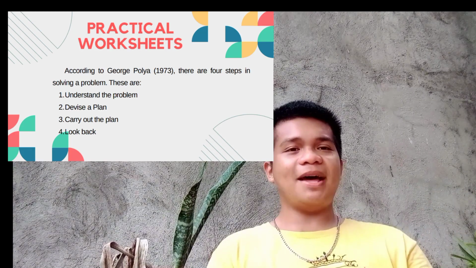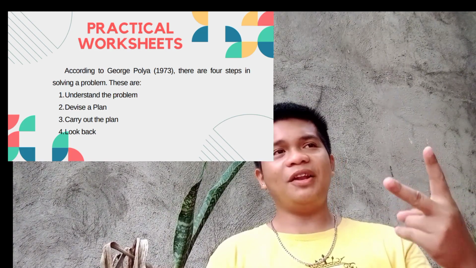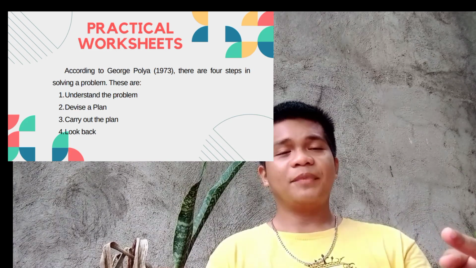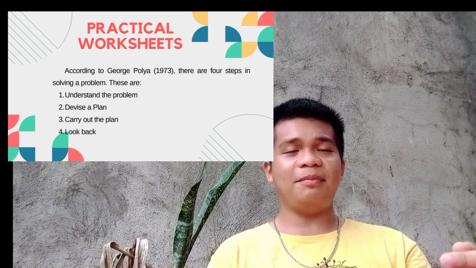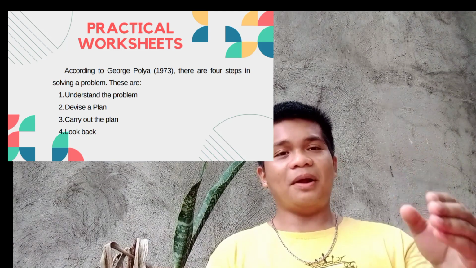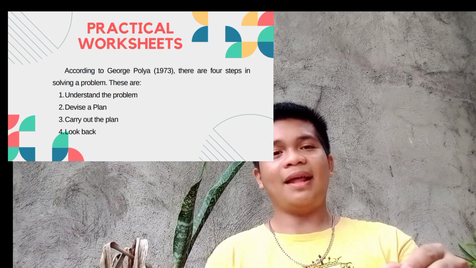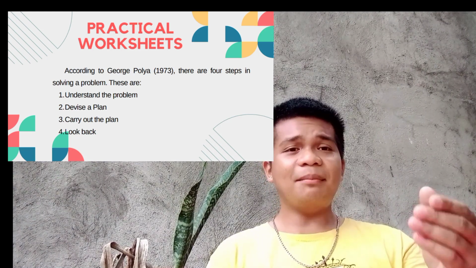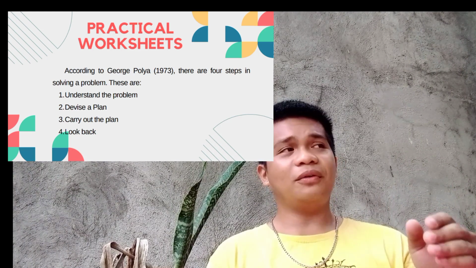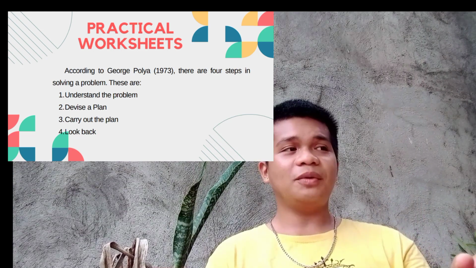Second, devise a plan. What do you mean by devise a plan? Create a plan. From the given knowns and unknowns, create a plan. How will you create a plan? Based on the principles that can be applied on the problem, create a solution, create a method that can probably solve the problem.